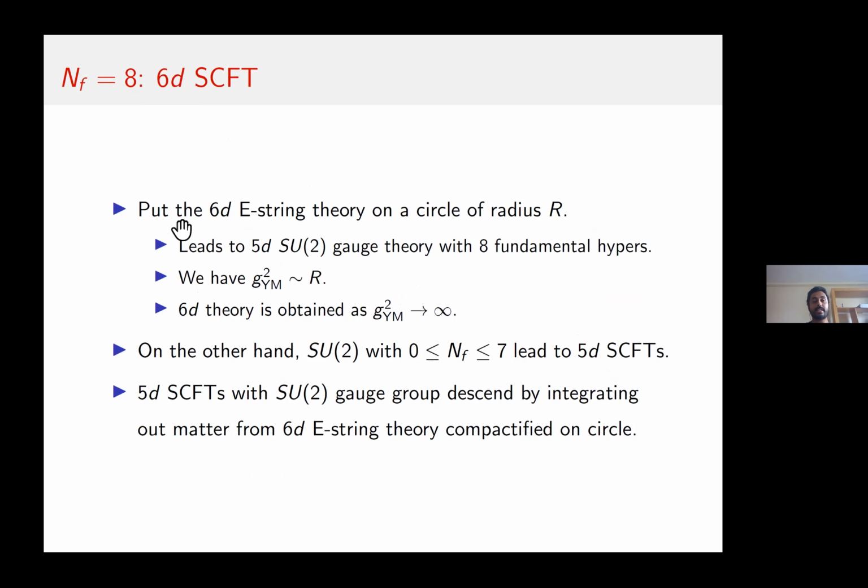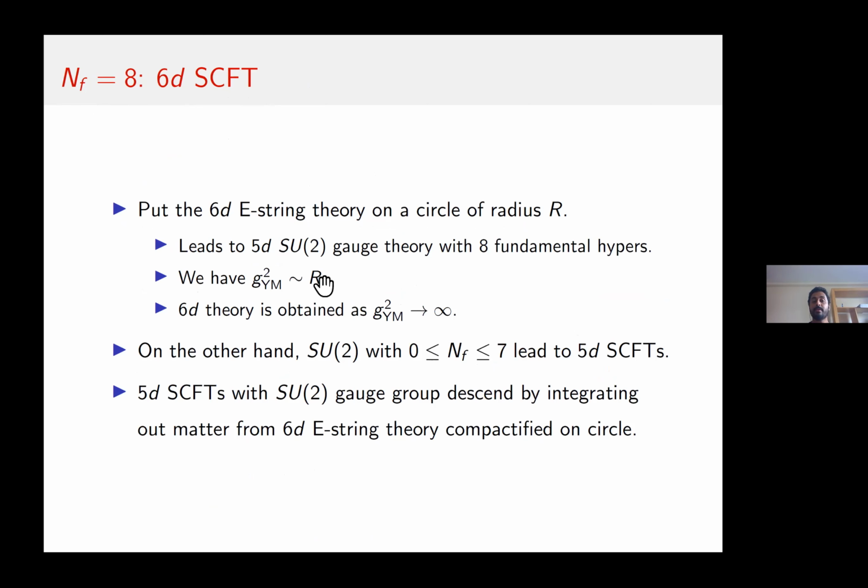Now there's another interesting theory in this list of theories, which is if you take SU(2) with 8 fundamental flavors. It is well known that it is related to a 6-dimensional superconformal field theory. The relation is as follows. The 6D theory is known as E-string theory, and you compactify this theory on a circle of radius R.